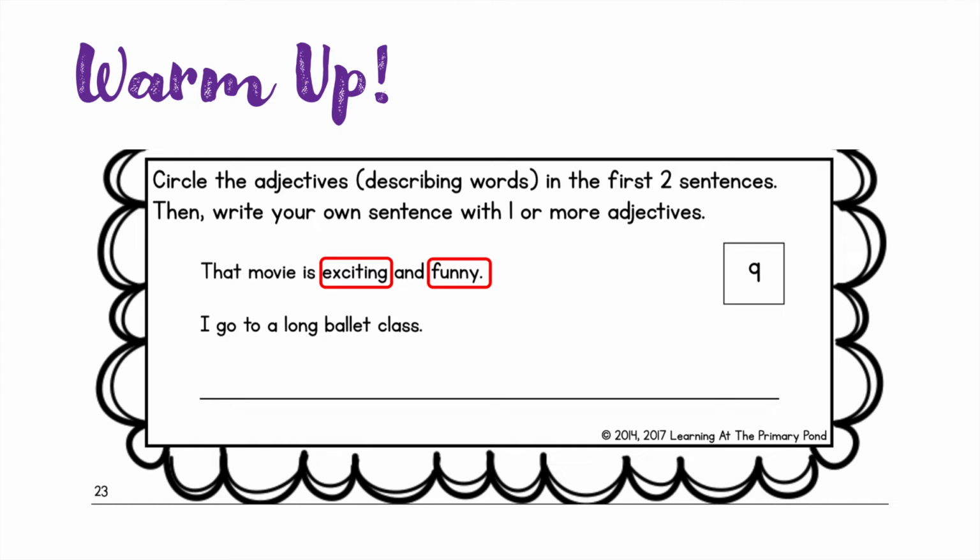Sentence number 2 says, I go to a long ballet class. What word or words did you circle? Yes, long. Long is the word being used to describe the class. What was your sentence? Awesome job.